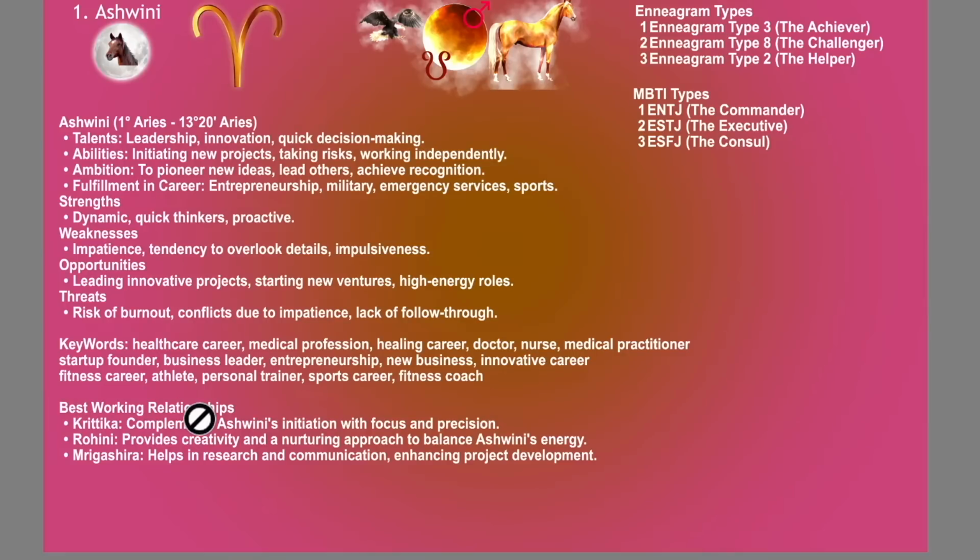Best working relationships it has with other nakshatras, for example, this one has with Kritika, Rohini and Mrigashira. And then we are going to bring in the Enneagram model types, 3 of them, which closely match with the Ashwini themes which we have discussed here. And later on, we'll also bring in the MBTI, again 3 types, which closely match with Ashwini. So now you can take this as a personality test.